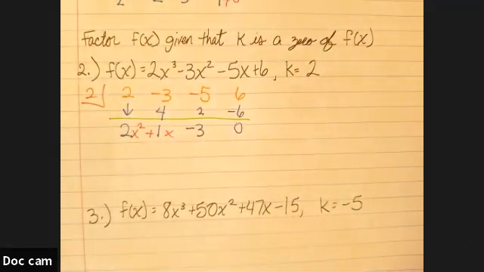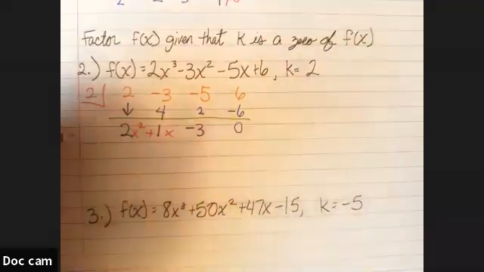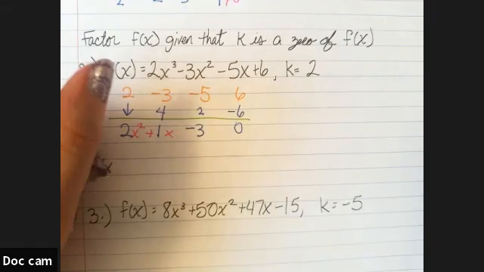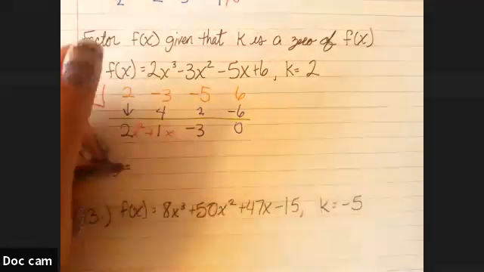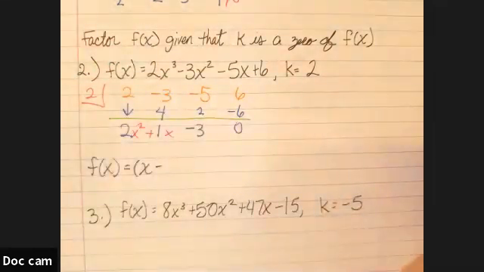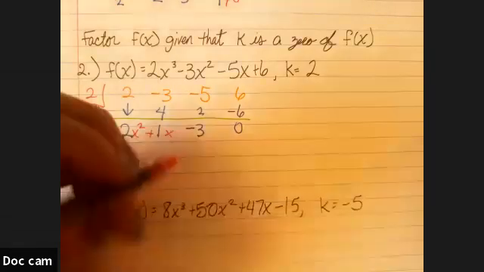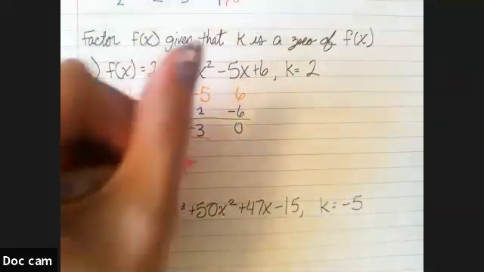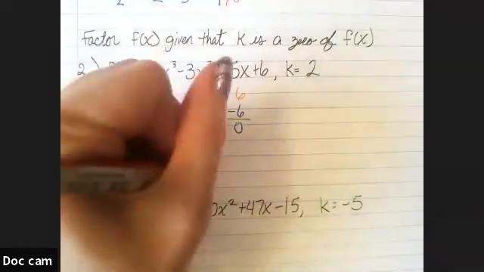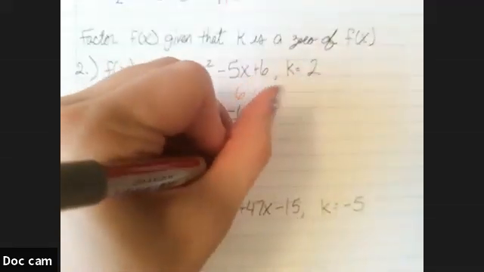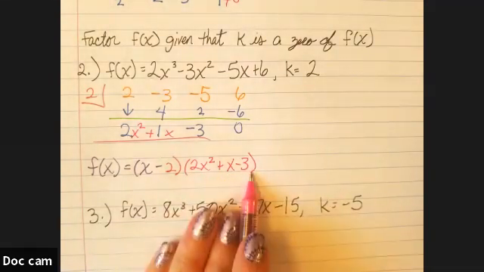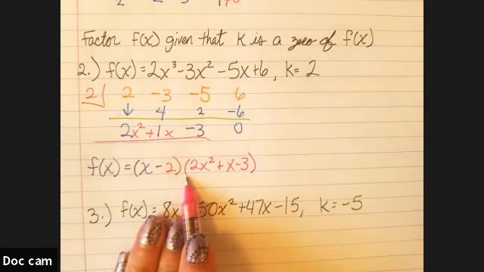Okay, so now I'm trying to factor it. So f of x, which is the same f of x I have up here, now I know that is equal to x minus 2 times this quotient, 2x squared plus x minus 3. Okay, so that's partially factored, but I might be able to factor this as well.